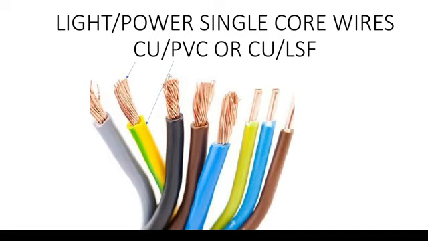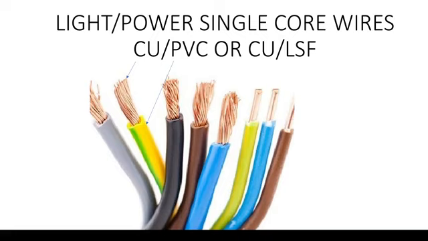PVC is polyvinyl chloride, which is the most commonly used coating, and LSF is a low smoke and fume emitting type of polyvinyl material, which is used whenever wires are pulled in public corridors and in areas which are used as escape routes, for the life and safety of people who are evacuating that area.